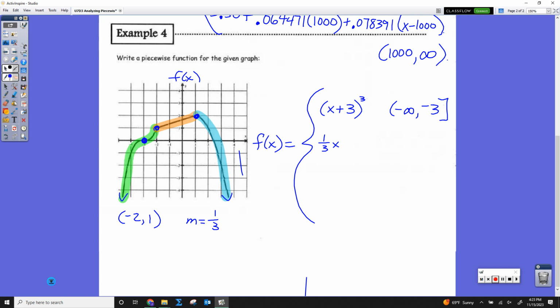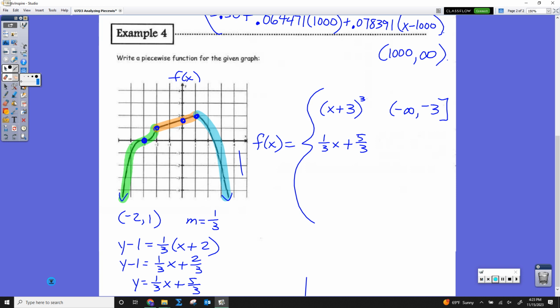So we can go to our point slope form. y minus 1 equals 1/3 times x minus -2, so x plus 2. We can distribute our 1/3, so that's 1/3 x plus 2/3. Add our 1 over, and we get 2/3 plus 3/3, which is 5/3. So that y-intercept is actually 5/3. So we say 1/3 x plus 5/3 would be the equation of the orange line, and that happens between... ooh, I messed up on it earlier, I apologize. Let me go fix that real quick.